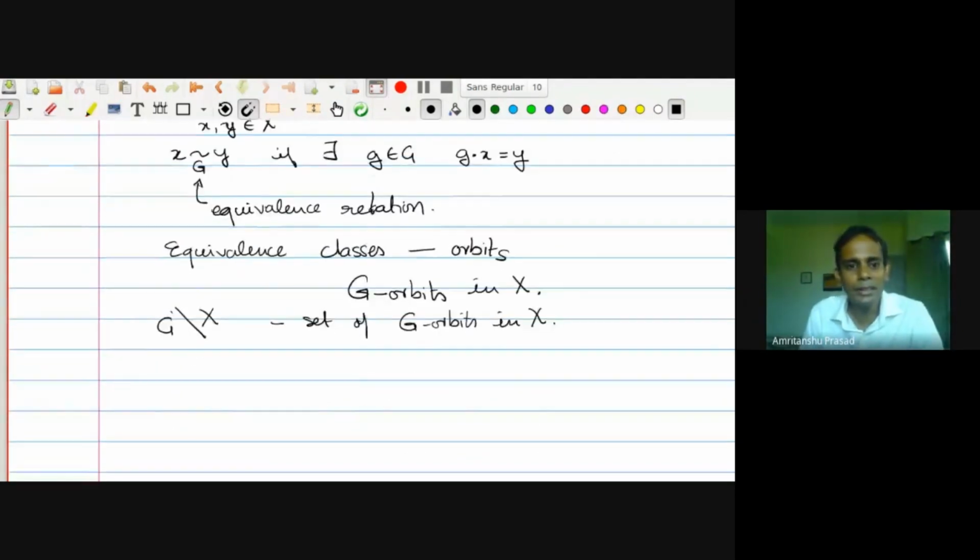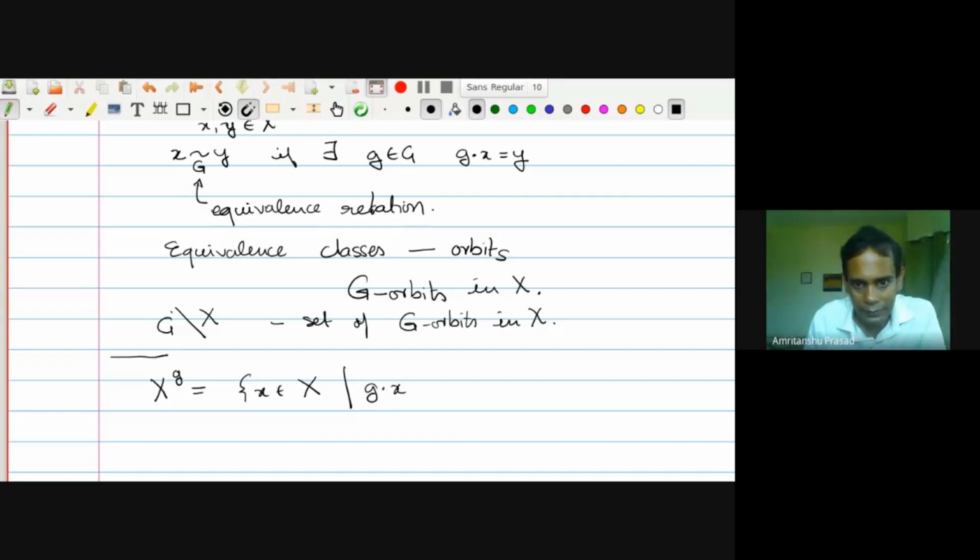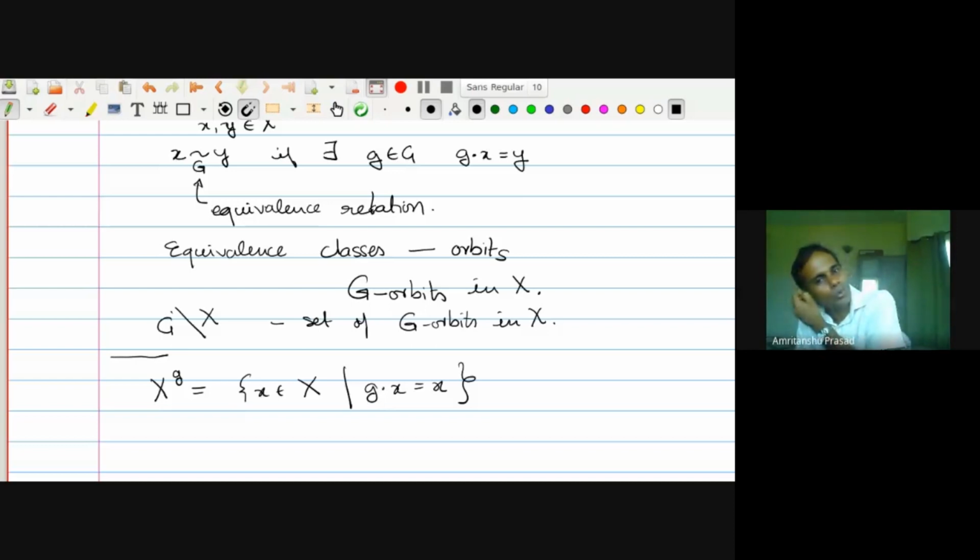And the other notion I need is somewhat simpler. It's the set of G invariants. So X superscript G is the set of all x in X such that g dot x is equal to x. So the elements which are not moved by G at all.